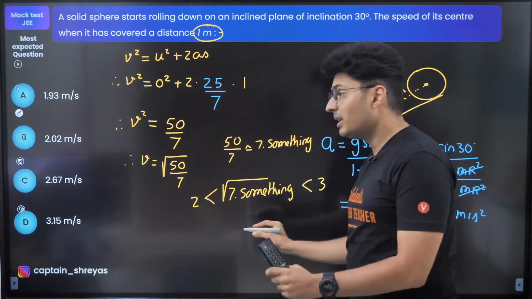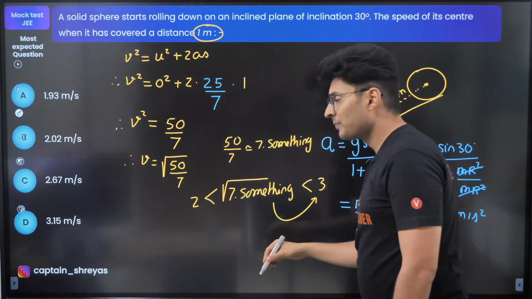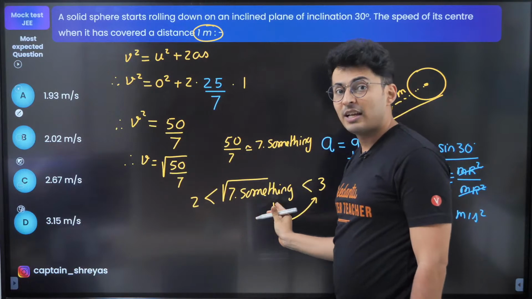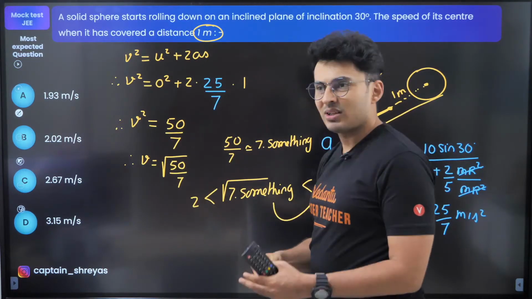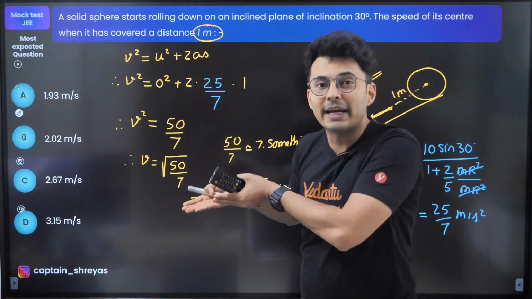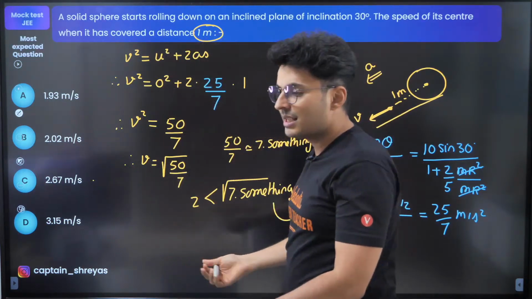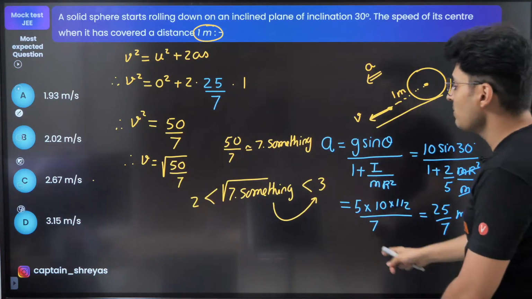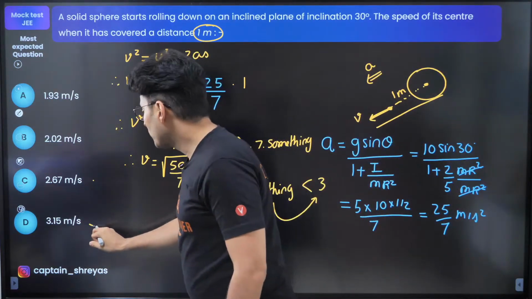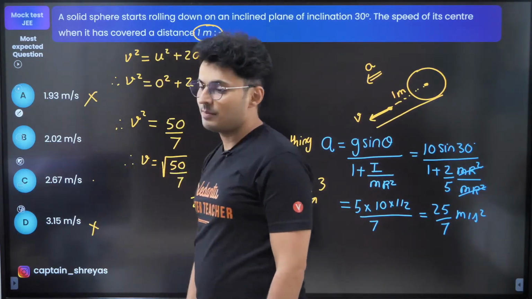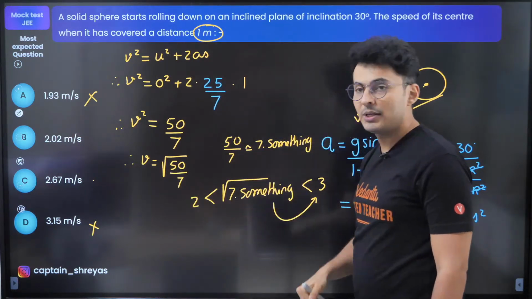But 7 point something is more close to 3. The root of that is very close to 3 rather than 2, because 7 point something is very close to 9. Think about it. Hence it will be option C, as simple as that. No, it can't be more than 3. See, option D gets eliminated, option A gets eliminated, because it has to be more than 2.